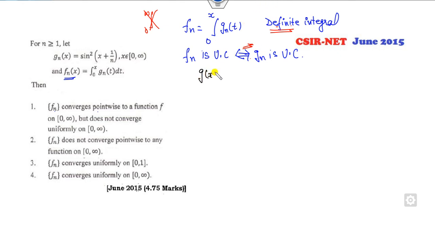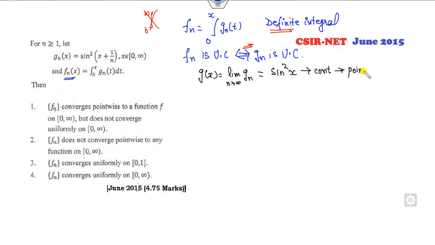So firstly, it's a sequence. We can find the limit of this Gn. So when x is equal to 0, what is the limit of this? As n approaches infinity, it is sine square x. It is a continuous function.